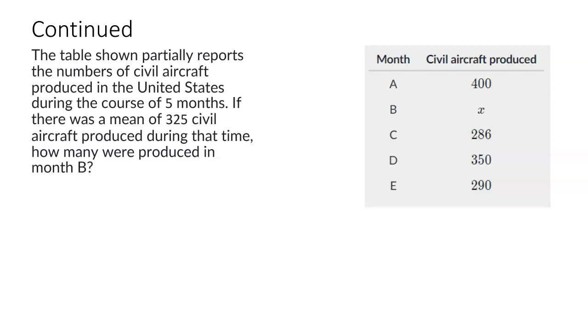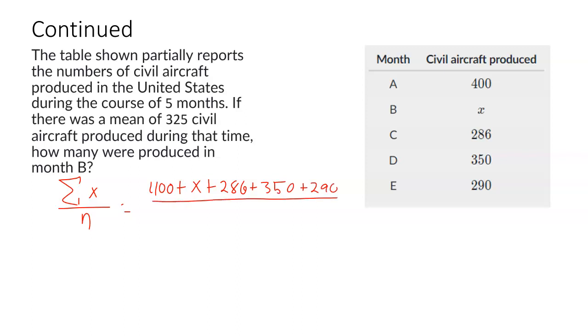And so what we need to do is figure out, okay, well, how do I find mean? Well, we calculate mean by taking the sum of all of our data values and dividing it by the number of data values we have. So we'll take the number in month A plus the number in month B, which we don't know, plus C plus D plus E, and divide that by the number of months. And that needs to equal the mean value that was given to us. So now we have an equation that we can use to solve.